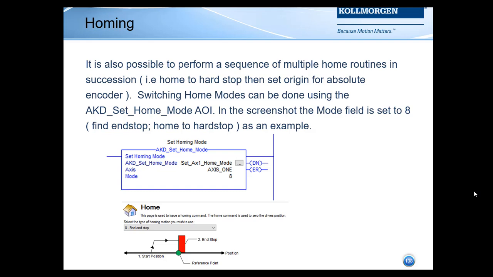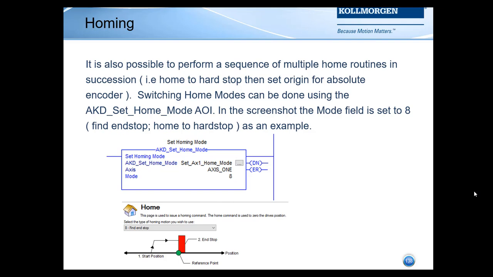In the screenshot below, the mode field in the add-on instruction is set to 8, which is find end stop or home to hard stop, as an example. You can see in the lower screenshot, which is from Workbench, that once that add-on instruction has executed and is done, the home type on the home screen is switched to 8.